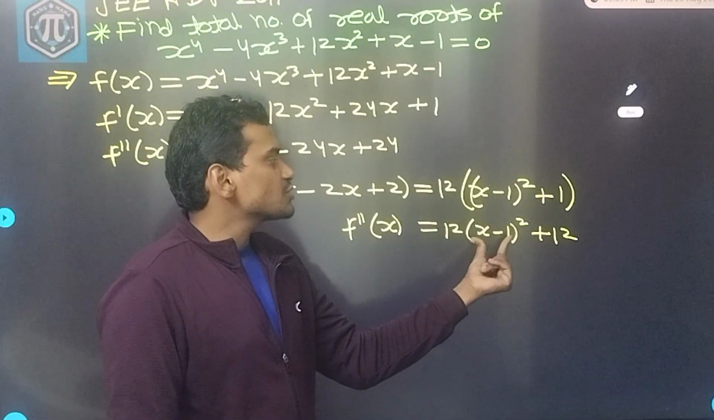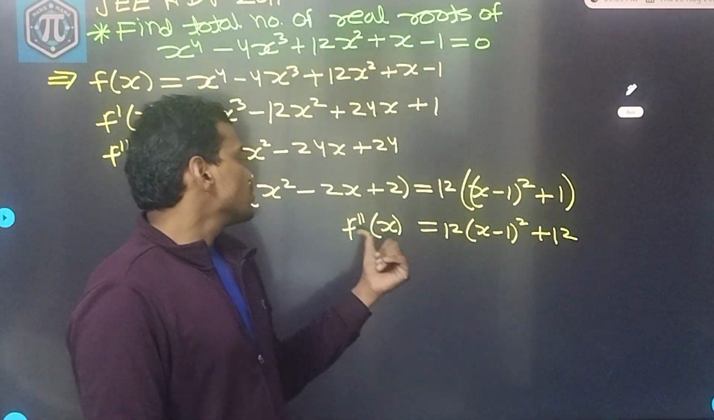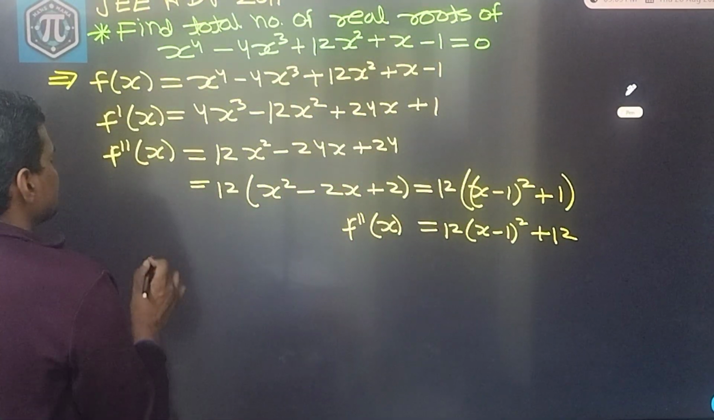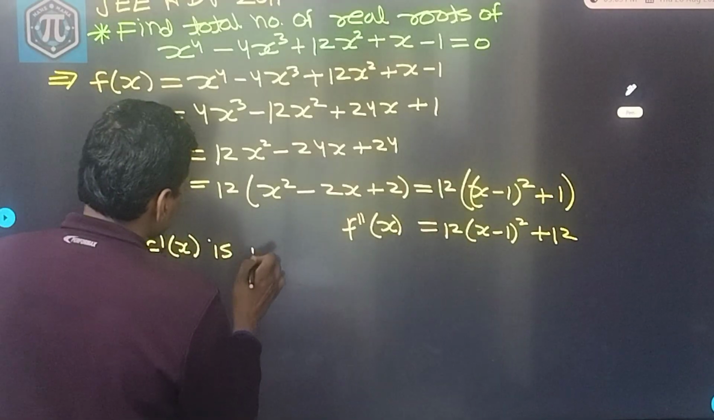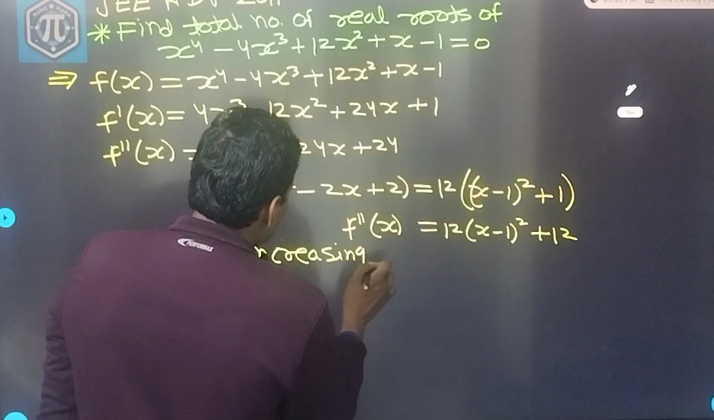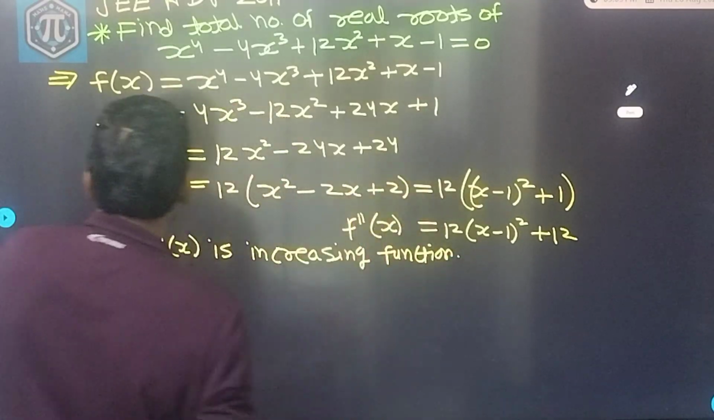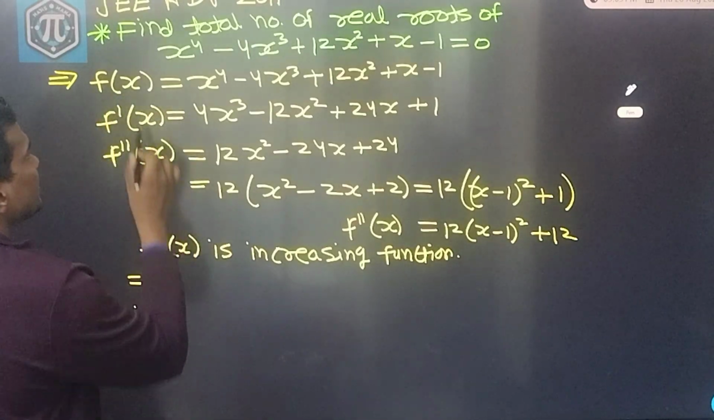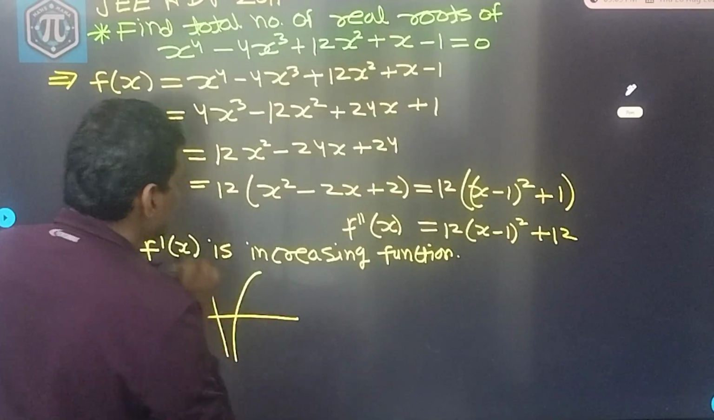You can see perfect square minimum value is 0. So this whole is always positive. So f double dash of x is always positive. So from here we can say f dash x is increasing function. If it is increasing function, then we will say f dash of x is a cubic. A cubic is increasing like this.